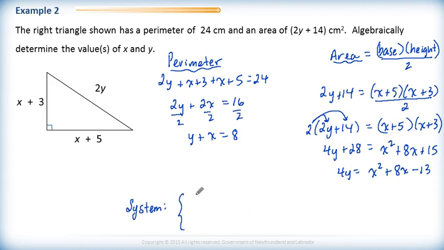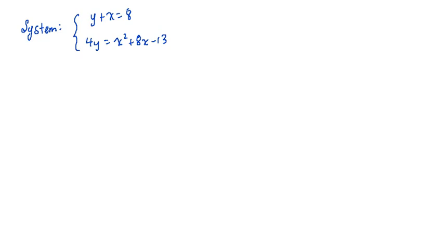Therefore, we have the following system of equations. y plus x equals 8, and 4y equals x squared plus 8x minus 13. Coming over to a new slide, we have to choose a method to solve. I think I'm going to work with elimination on this one.